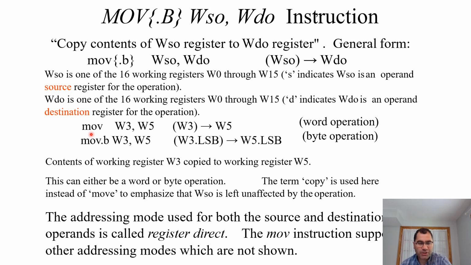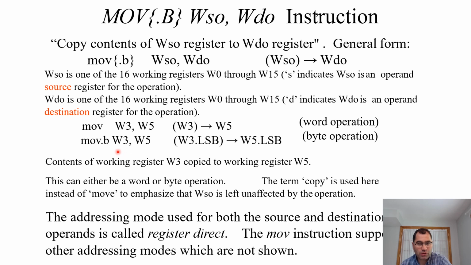The default is a word operation. If you just put it in this format, it will treat it as a word operation, so a 16-bit operation. If you want an 8-bit, byte operation, then we have to put .b. Here we can put move .w, but it's not needed because it does a word operation anyway, as the default. If you want a byte operation, then we have to put .b here.